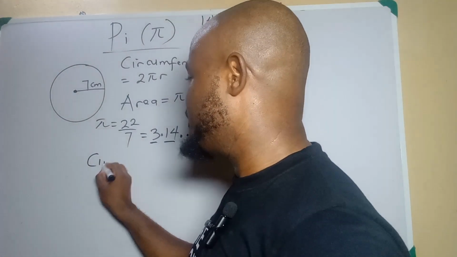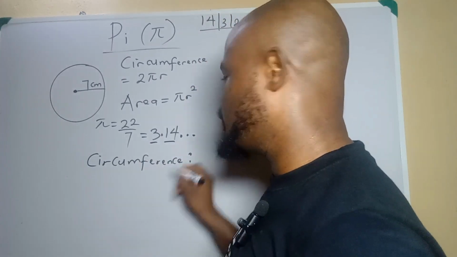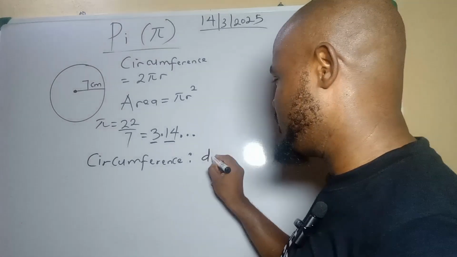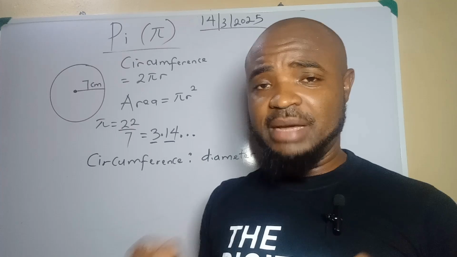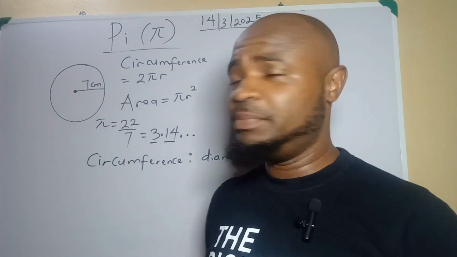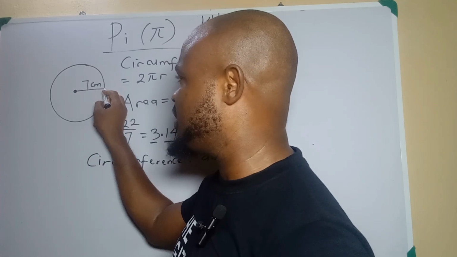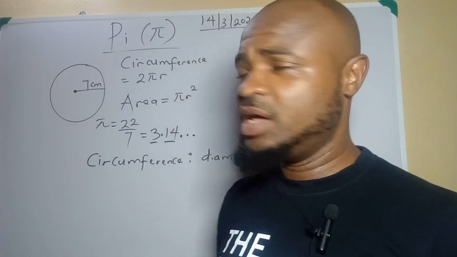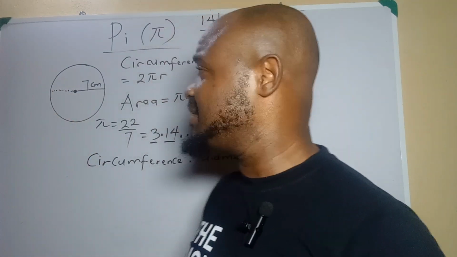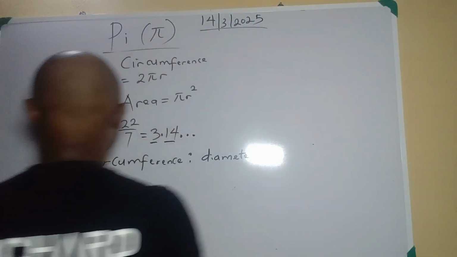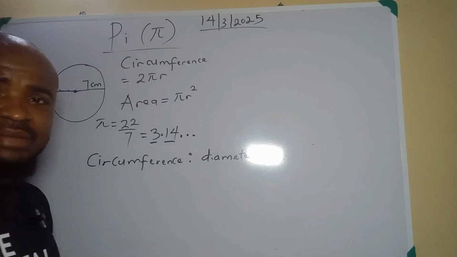Another amazing fact about pi is that pi is the ratio of the circumference of a circle to the diameter. I'm going to be using this circle as an example. Now take note. This line here from this center point to the point of the circumference is called the radius. Now if I extend the line to make it a full line in such a way that it divides the circle into two equal parts, this full line is what we call the diameter.